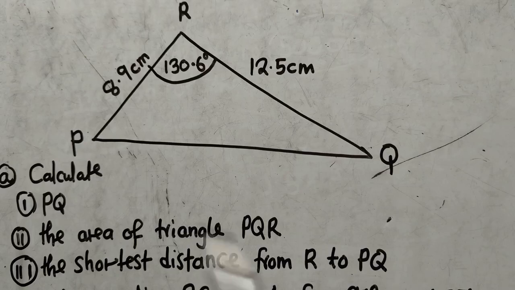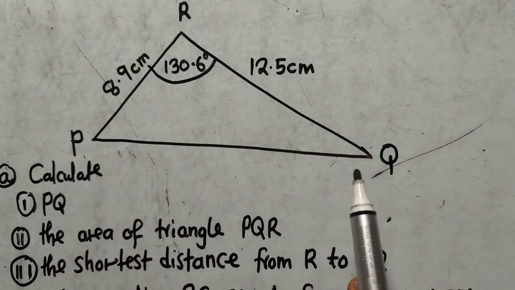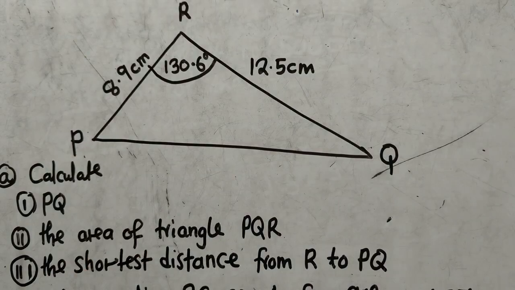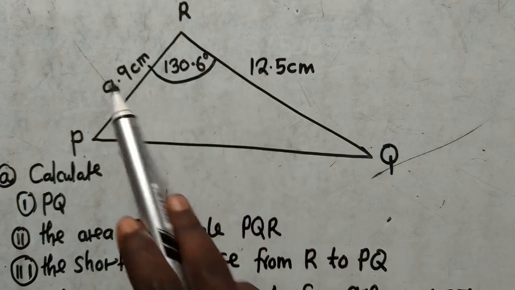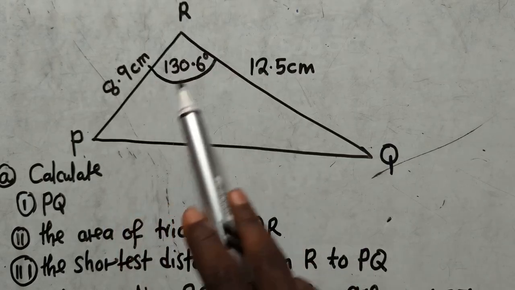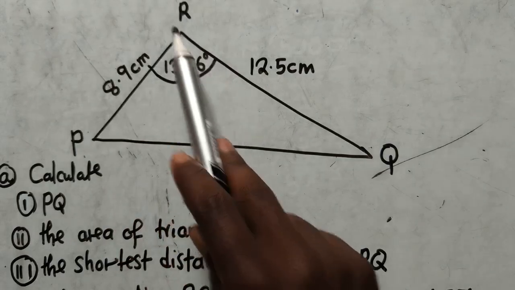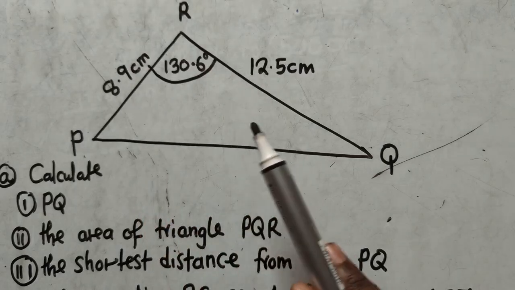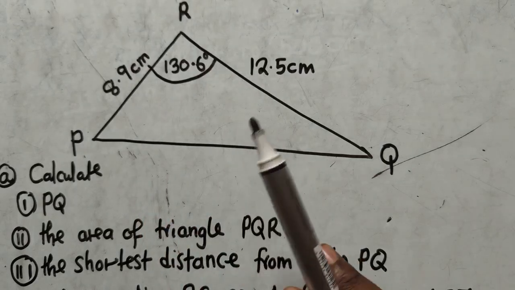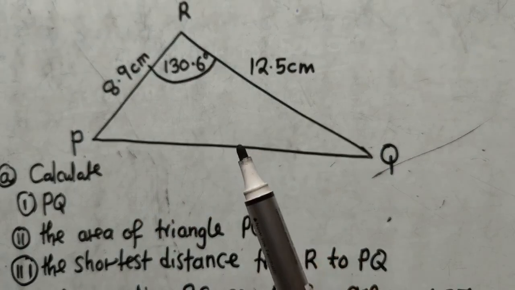Before you even calculate this distance PQ, you need to know: are you using the cosine or sine law? In this particular question, we are using the cosine law. Why are we using the cosine law? Because whenever we are given two sides, and the angle is in between the two sides given, it means that we need to use the cosine rule.